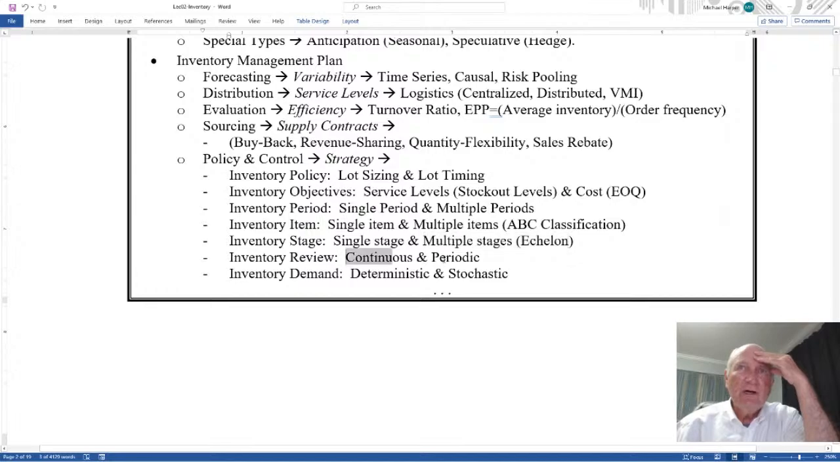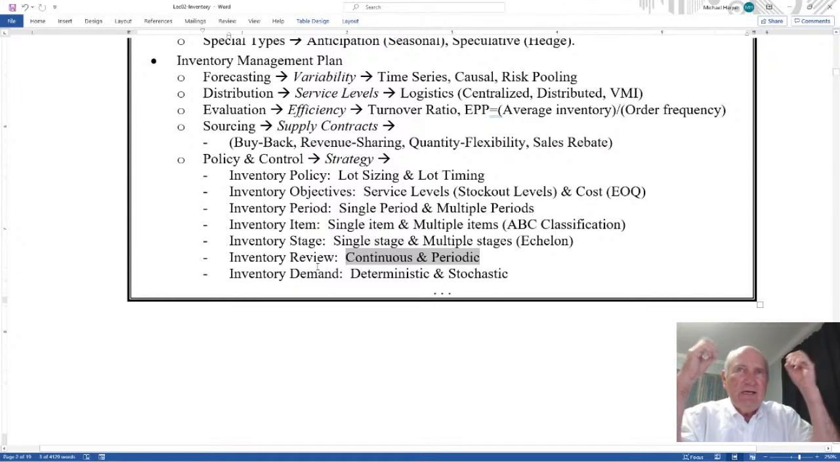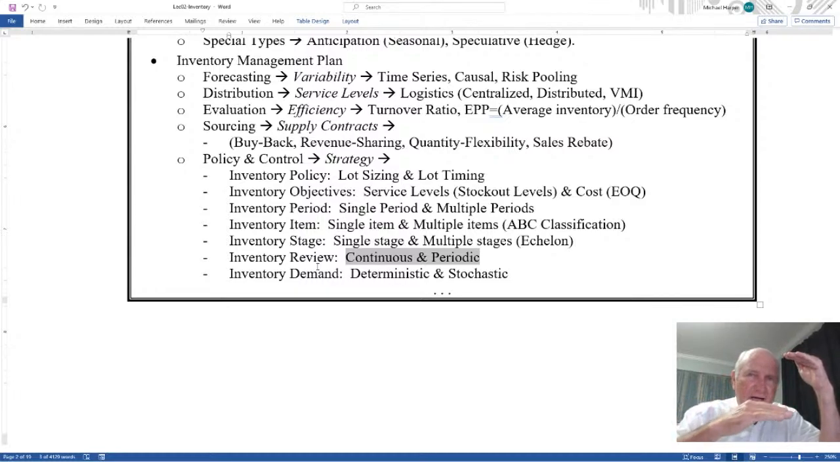Inventory review. Okay, continuous and periodic review. What this review is referring to is reviewing your inventory. A continuous review system says, I'm always looking at my inventory. I'm watching it every single day, every single minute, and then I'm acting. Periodic review says, I'm not watching my inventory. I'm looking at it and evaluating it periodically, maybe once a week or once a month, and saying, what do I need to do? Those are two different approaches, and we'll talk about that.